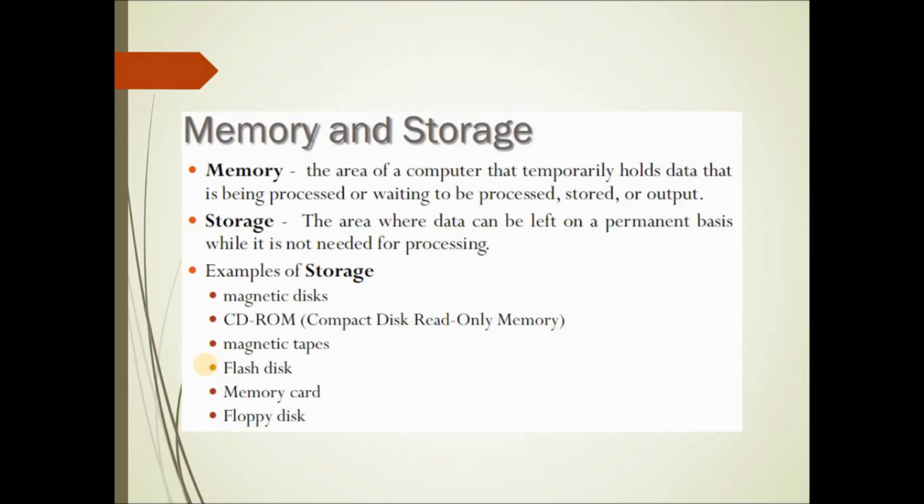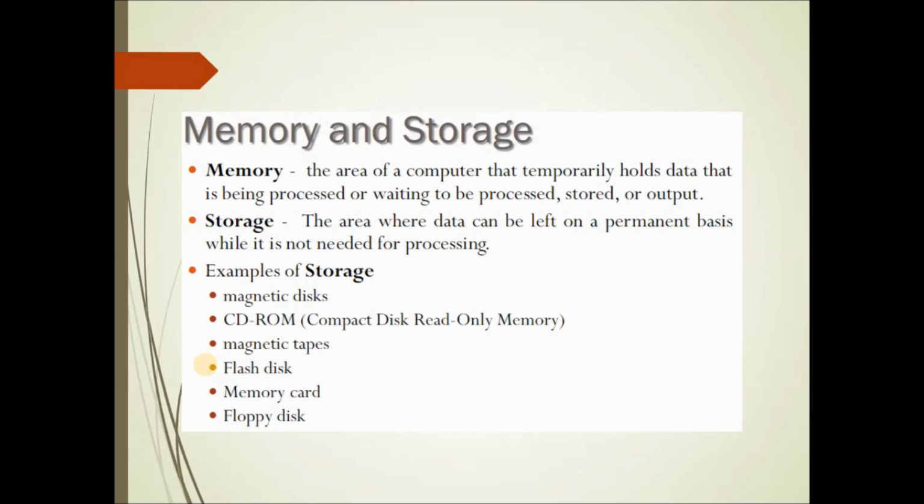Okay, storage. So what about the storage? The area where data can be left on a permanent basis while it is not needed for processing. Okay, so that is the memory and storage. Examples of storage: magnetic disk, CD, magnetic tape, flash drive, memory card, floppy disk. These are the permanent storage devices, you can say.